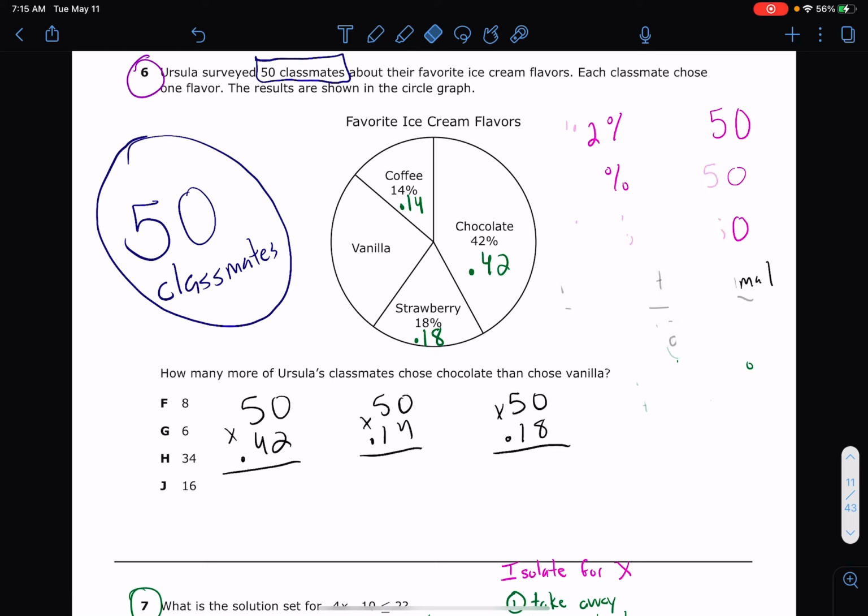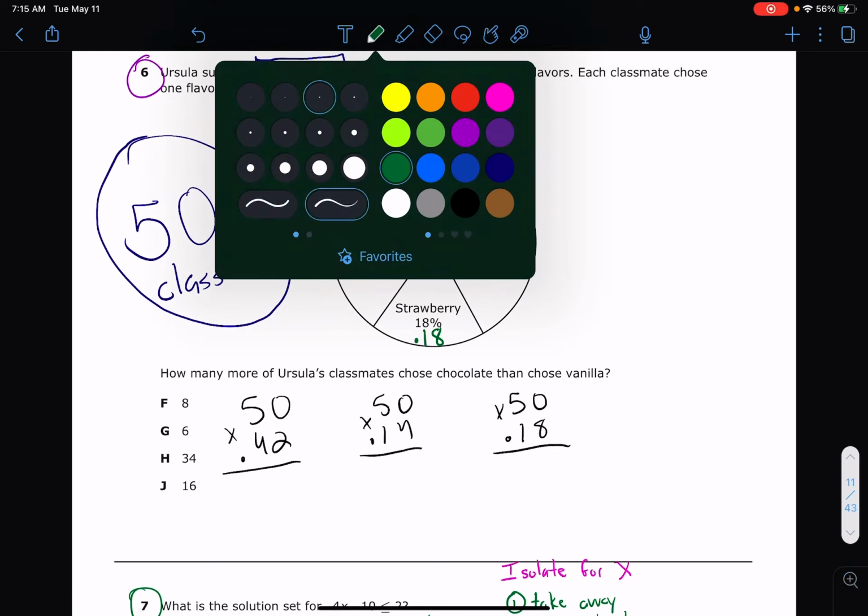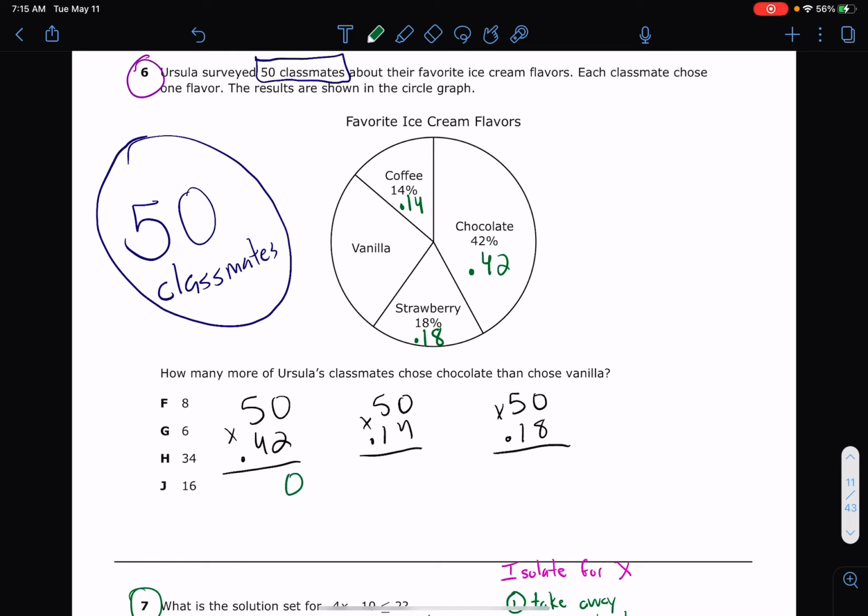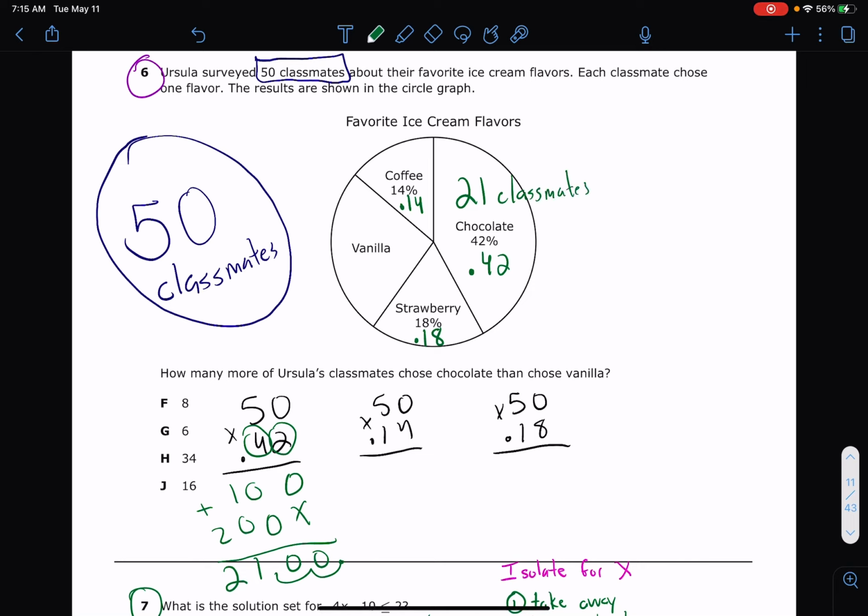Let me erase this. So just multiply now. This is 0, 10, space 0, 20. Now I add. There are 2 behind the decimal, so I'll move 2 times to the left. So 21 classmates like chocolate. 21 les gusta chocolate.